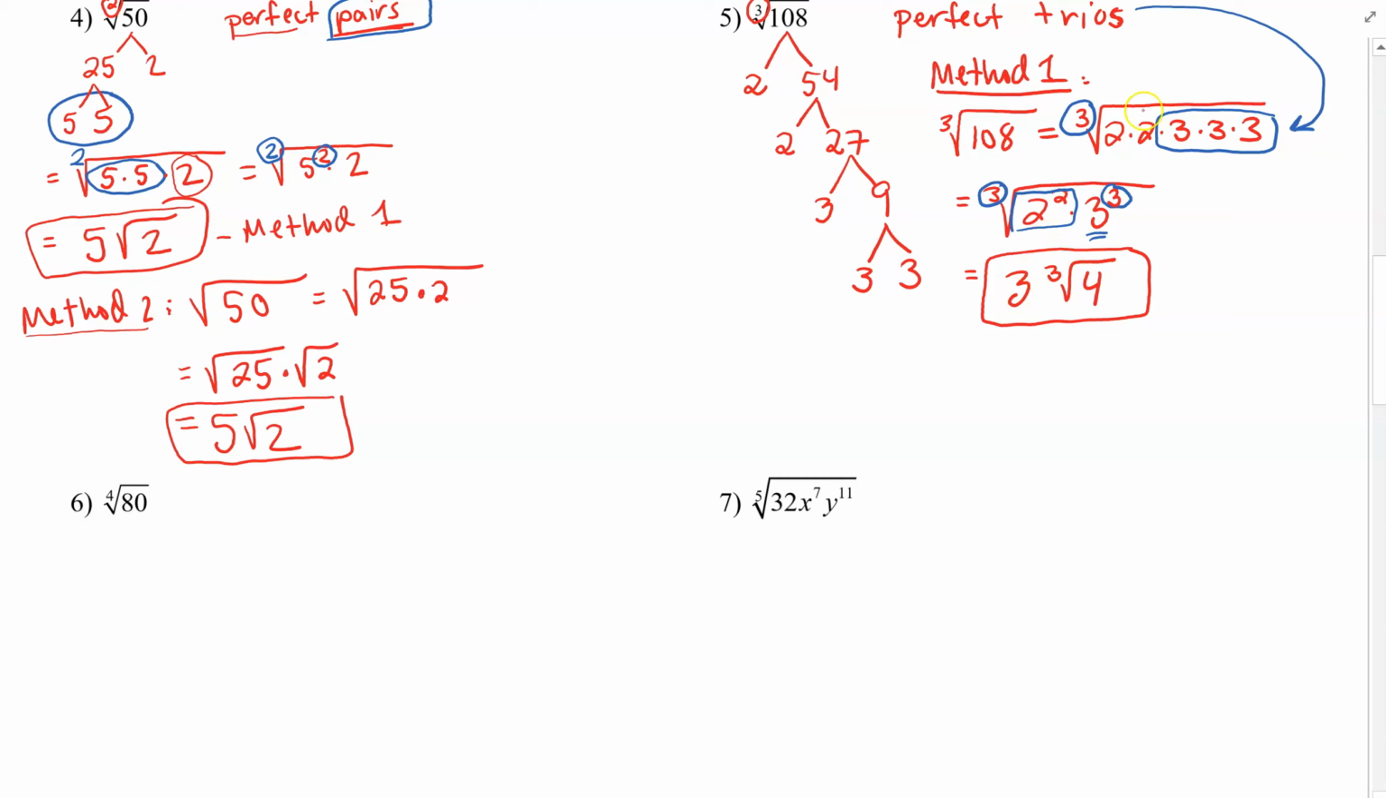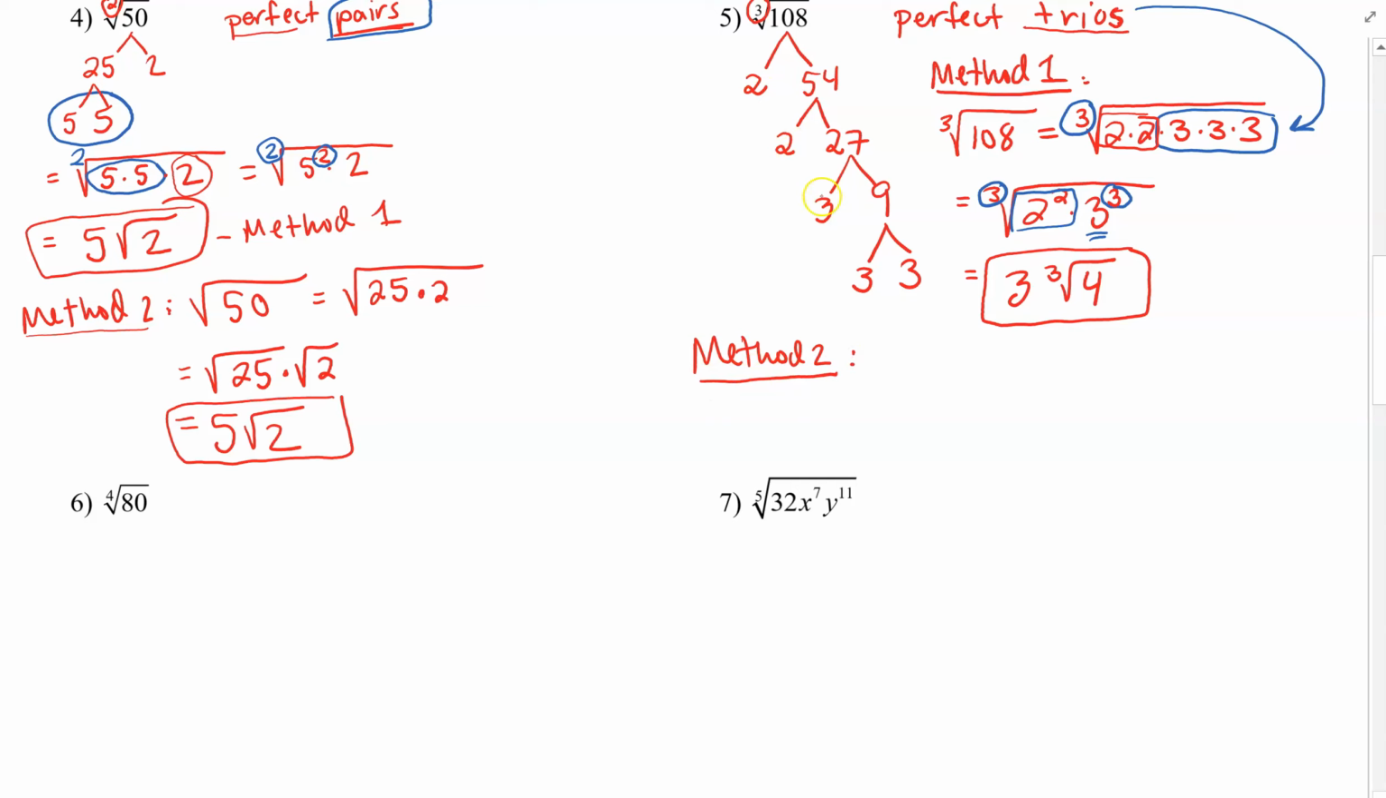2 times 2 is not enough, right? It only had 2. I needed a perfect trio, so those had to stay in, and then we just multiply them back together. So that's our answer. Let me show you how method 2 would work in this case.